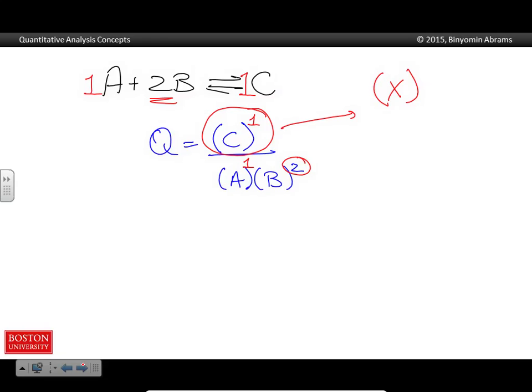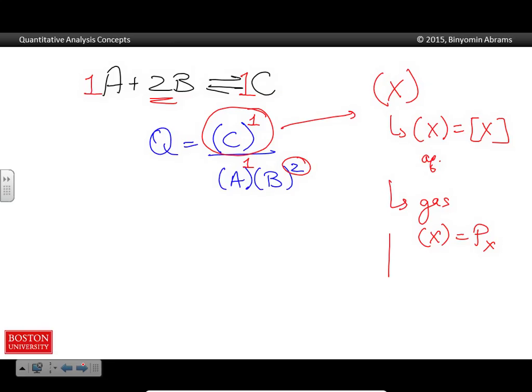that these are activities. Now, most chemistry books at the introductory level gloss over this, and they say, well, the activity depends on what we're talking about. If it's an aqueous solution, then the activity will just say that's equal to the molar concentration. That's if it's an aqueous solution. If it's a gas, we'll say that the activity is equal to the pressure of the gas. And if it's a pure solid or a pure liquid, then the activity is just 1.